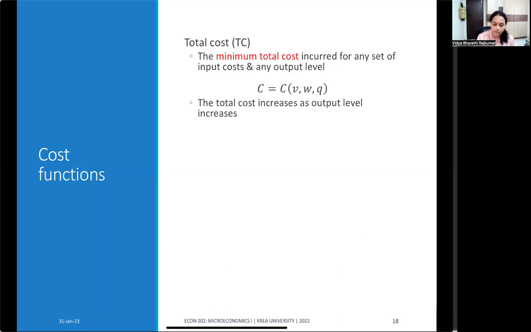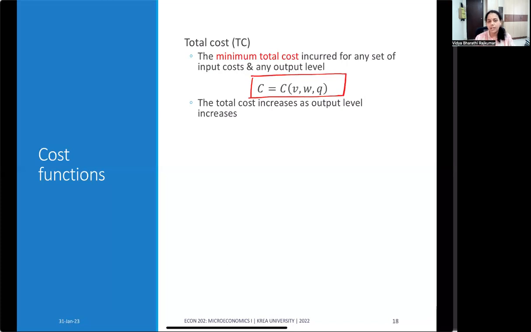And the cost function is written in this manner. C is a function of three parameters, V, W, and Q, and all three are exogenous here. We know that V and W are prices of capital and labor in the market, and the firm doesn't have any control over those prices, so we take that as exogenous. Q is the amount of output that we need to produce, so that is also given to us as exogenous. So this is how we write our total cost function.